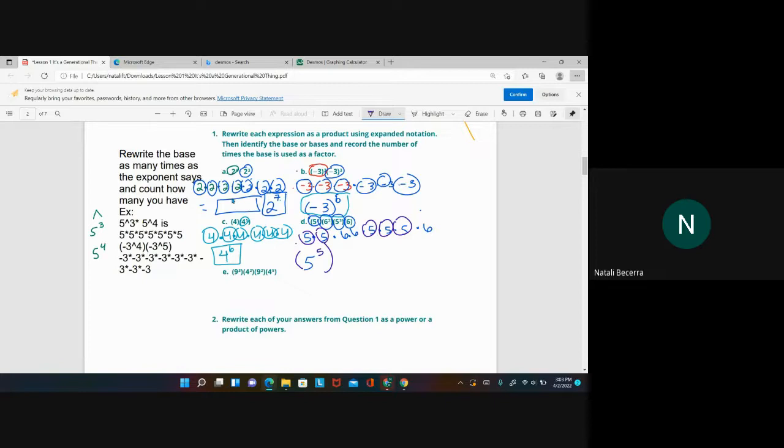Now I can go ahead and do the 6. You cannot combine these because they're different numbers, okay? So you can only do it whenever they're the same. So I have 1, 2, 3 of the 6's. So this is 6 to the power of 3. You can also rewrite this as 5 to the power of 5 and then 6 to the power of 3 if you would like. It's the same thing. Okay, so that's how you do that.